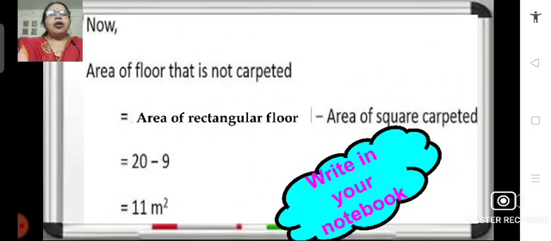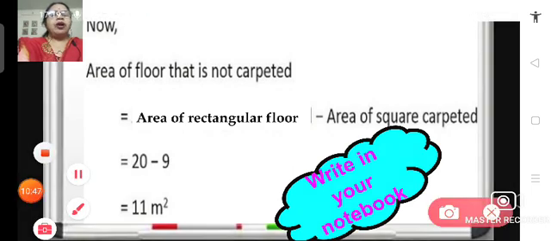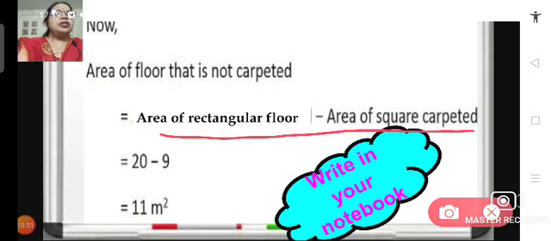Now, area of the floor that is not carpeted is equal to area of the rectangular floor minus area of the square carpet. So, area of the rectangular floor is 20 square meters, and what is the area of square carpet? It is 9 square meters. So, what will be the area of the floor that is not carpeted?